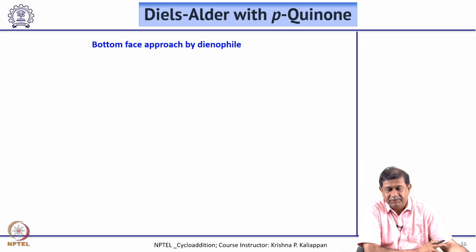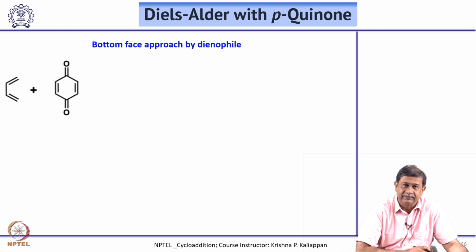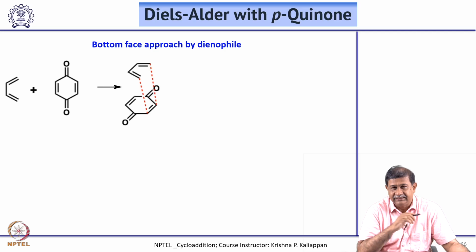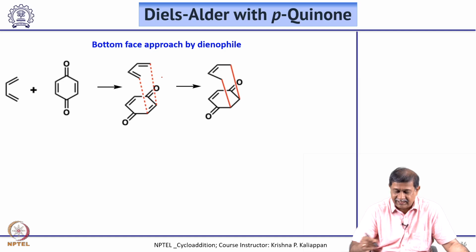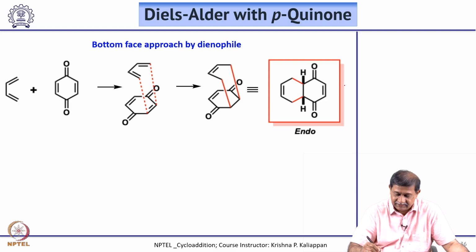When we talked about stereochemical outcome, we also discussed the approach of the dienophile to the diene from the bottom face or from the top face. For example, look at the Diels-Alder reaction between butadiene and benzoquinone. If benzoquinone approaches butadiene from the bottom face, then the transition state will look like this. That in principle should give this product, and if you rotate it like this, you can see this is the product and this is the endo product.